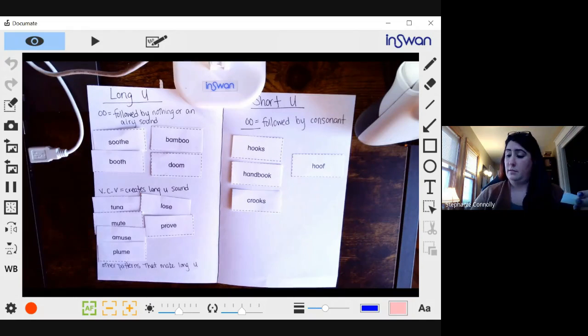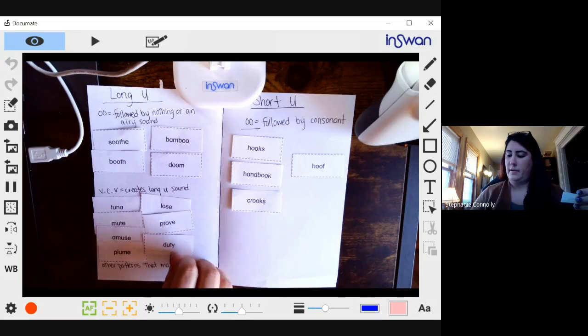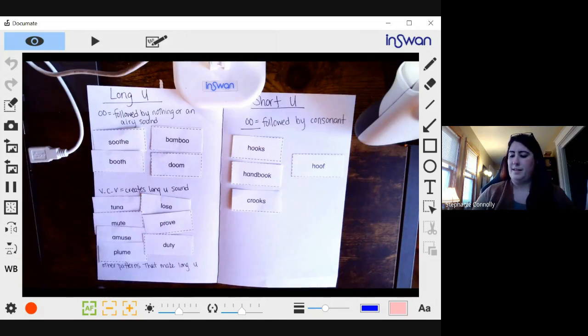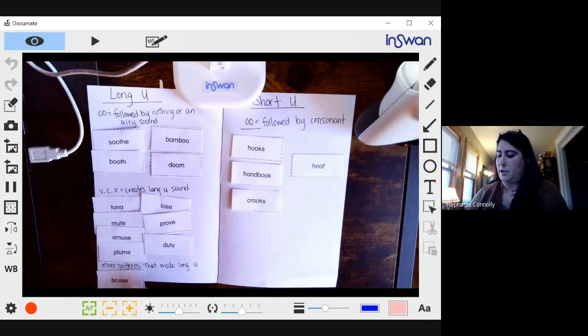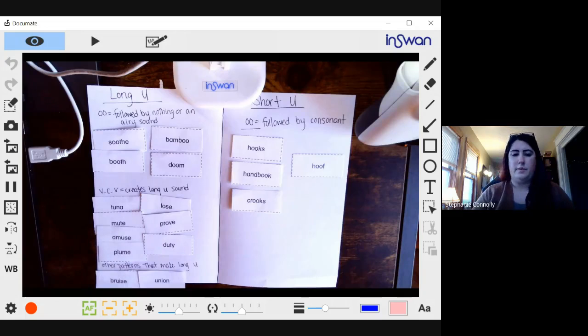Okay, now for duty, like Call of Duty, we all know that video game. That is a long U, and that follows the same kind of pattern as tuna, because Y can act as a vowel at the end, right? So it's vowel, consonant, and a vowel. The Y is acting like that. And now we have other patterns that make long U. So we have this word bruise. And bruise doesn't fit into any of those patterns, but the UI with that consonant E makes that sound. Now we have the word union, and that's a long U at the beginning of a word.